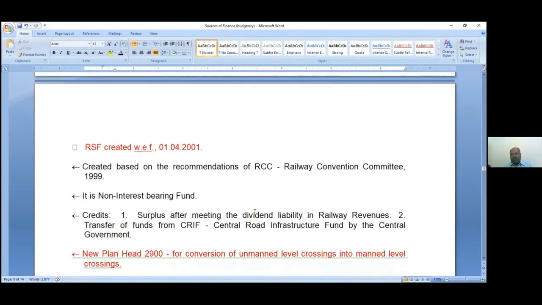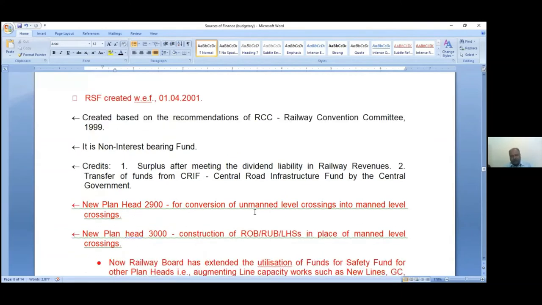On the recommendations of the Railway Safety Fund, that means unlike the development fund and capital fund, this is a safety fund. So meeting the dividend liability in the revenue for railway revenues, part two we'll discuss later. Central Road Fund: government share also, state government share also is there for ROBs.